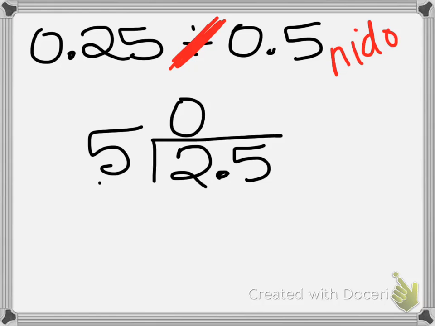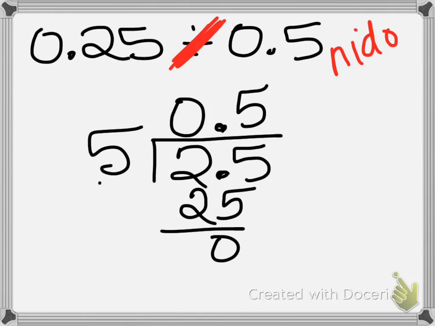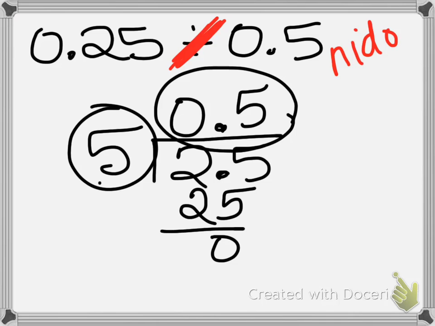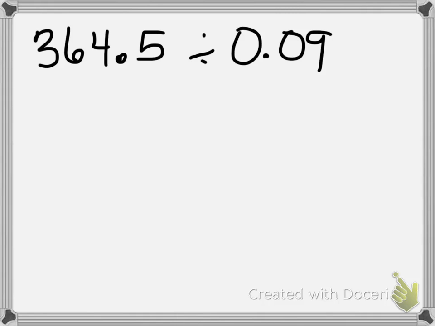5 can't go into 2. 5 can go into 25 5 times. And my answer is 5 tenths. We dance because we waltzed together. We moved the decimal the same places for my divisor that I did my dividend. Okay, let's try one more.